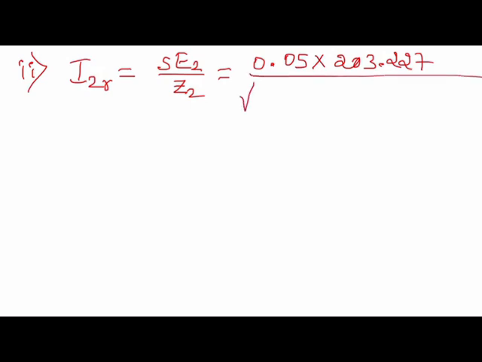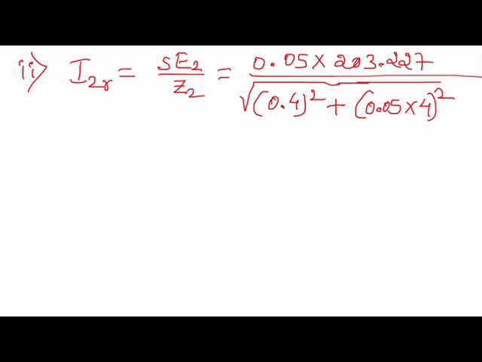We need to consider the magnitude. So the magnitude of Z2 will be equal to the square root of R2 squared, where R2 is 0.4, plus (S X2) whole squared, where S is 0.05 and X2 is 4. If you calculate this, you will get the rotor current under running condition as 22.721 amperes.